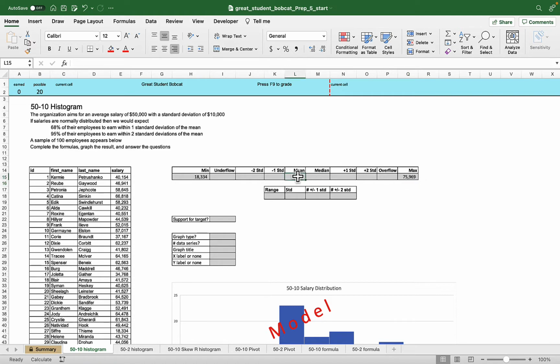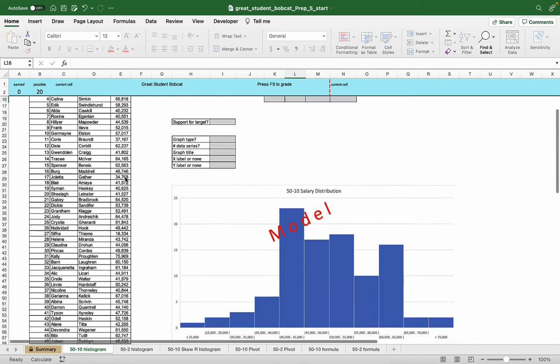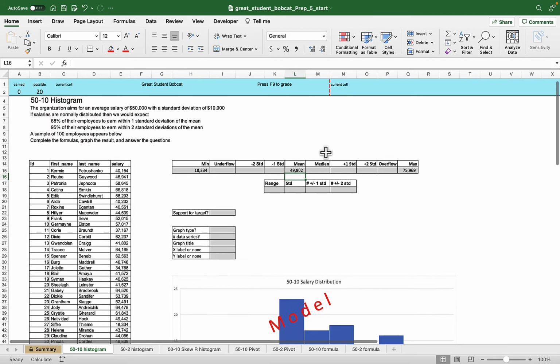Okay. Now let's go to the middle, right? So if that's high and low, what's in the middle? So the mean is called the average in Excel. So in the middle is 49,802.